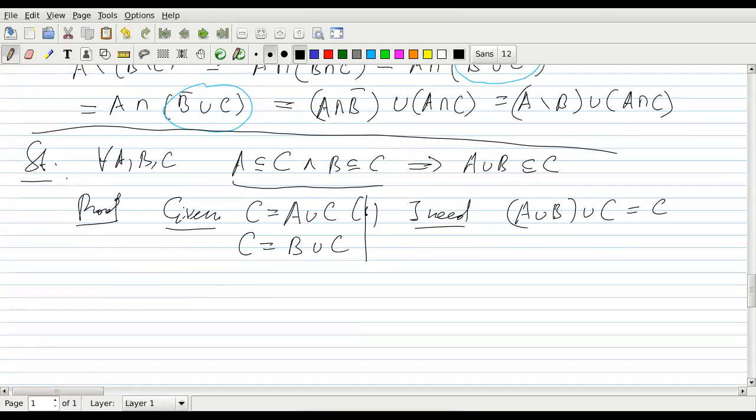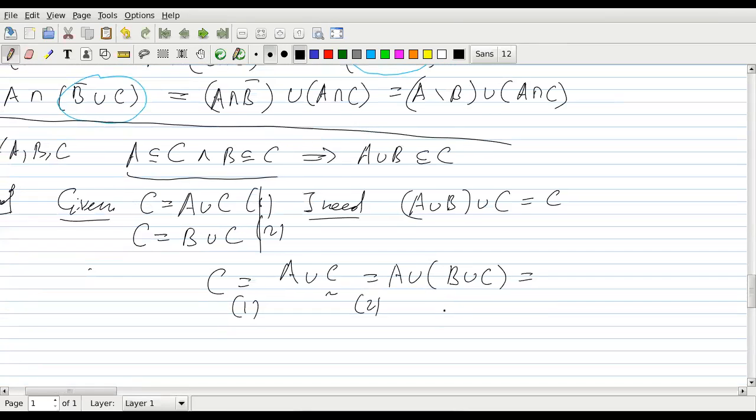Okay. From the first one, C equals A union C. This is my first assumption. By the second assumption, I can replace this copy of C by B union C. And now I'll apply associativity in order to regroup these sets. So this is the thing I want. Is it clear?